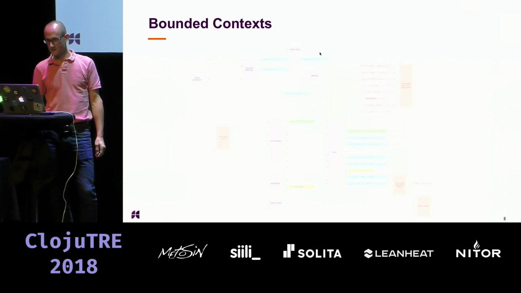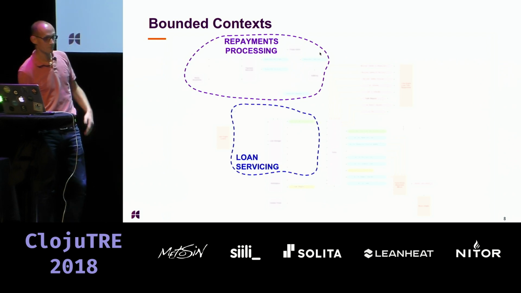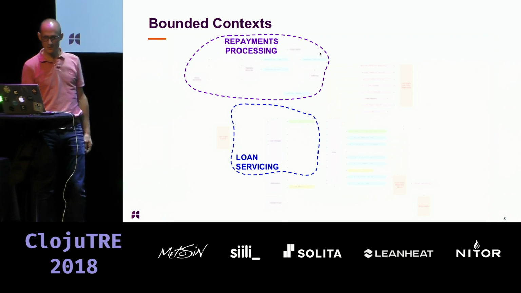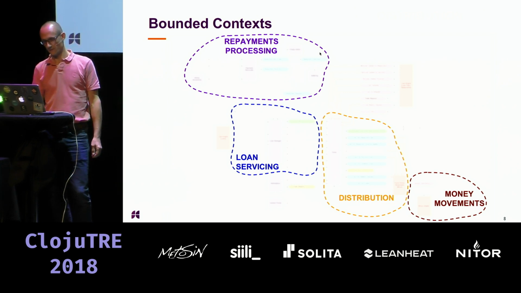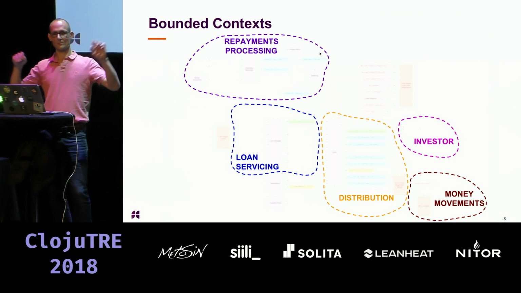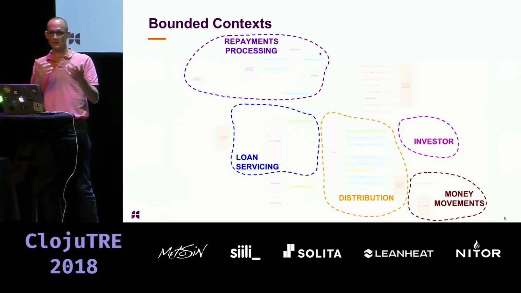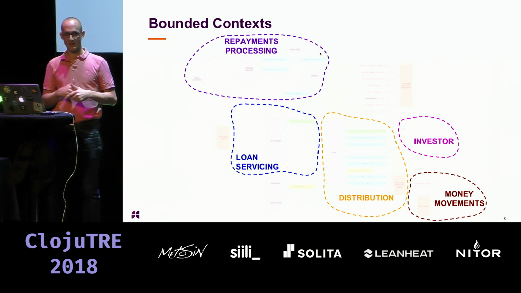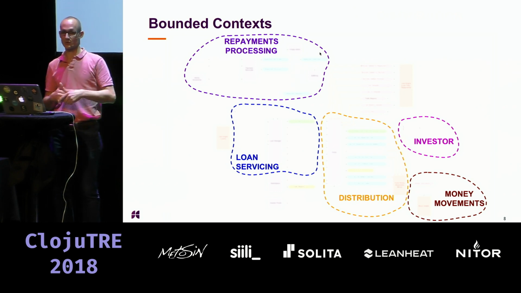So this is how our architecture looks. We have these different domains, so bounded contexts. One is repayment processing. The other one is loan servicing. We have distribution, and we have money movements. And the last one is investor. I didn't mention it, but Funding Circle is a marketplace lending company. What we do is connect borrowers and investors using our marketplace, and we try to make a good deal for both the borrower who makes a loan and the investors who lend the money, which allows the borrower to take that loan, right?